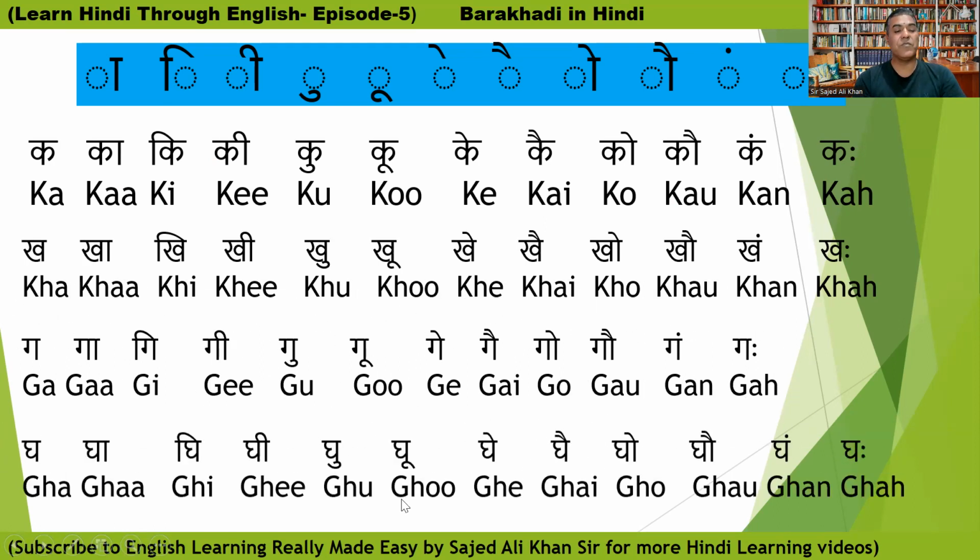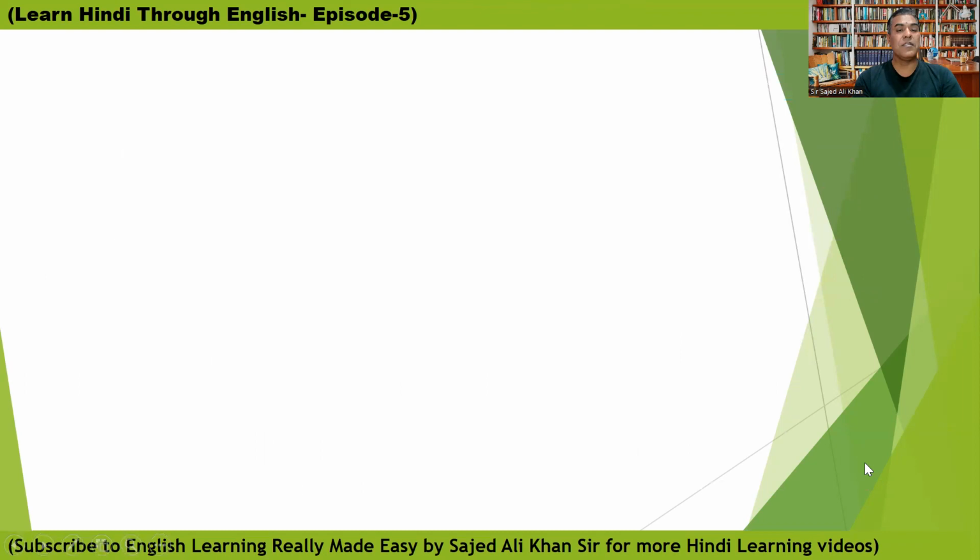The next is gh: gha, ghi, ghi, ghu, ghu, ghe, ghai, gho, gham, ghah. Let us go to the next.